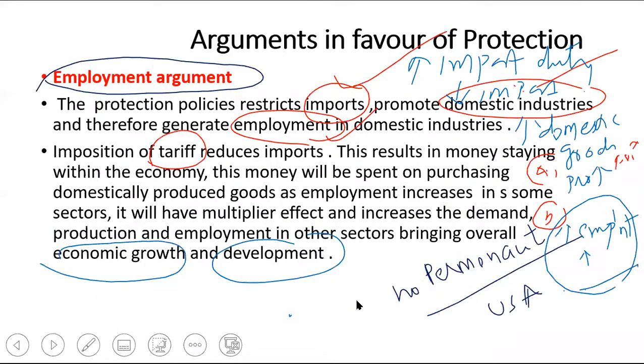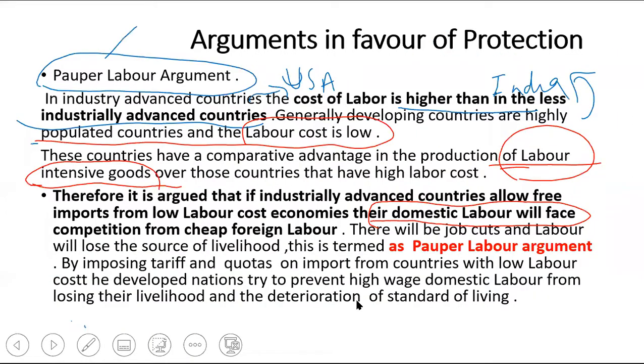We were explaining the pauper labor argument. Very good morning. What is the pauper labor argument? I told you that in India labor is very cheap, and in the US labor is very costly. Suppose the US is purchasing products made in India. The labor cost is very cheap there, so the product will be cheap in the US. As a result, the laborers of the US will become unemployed. That laborer will become a pauper. That is known as the pauper labor argument.